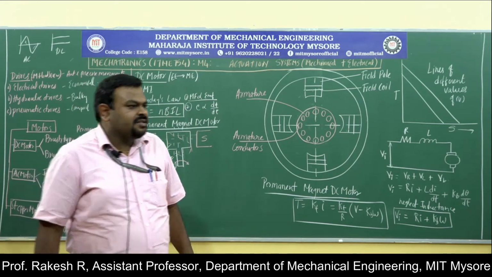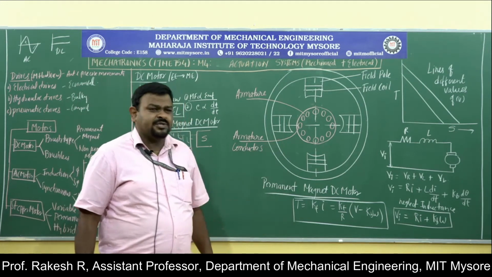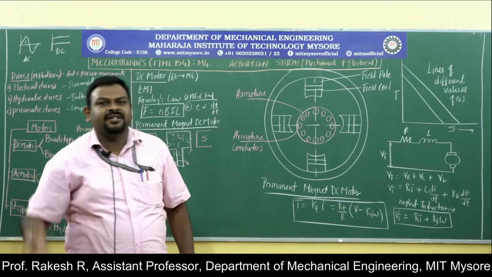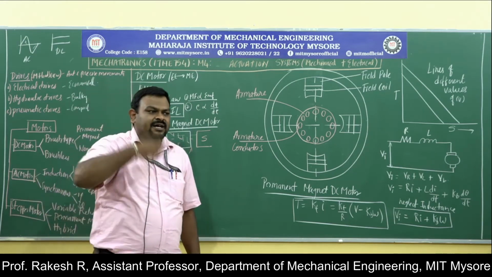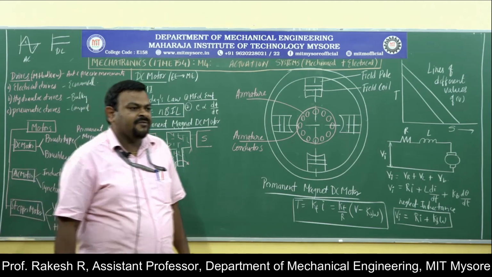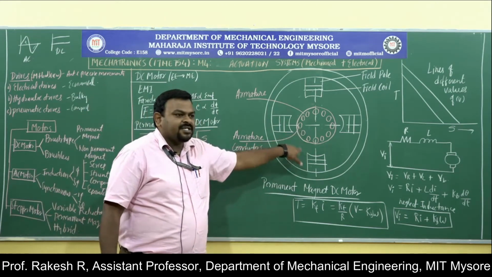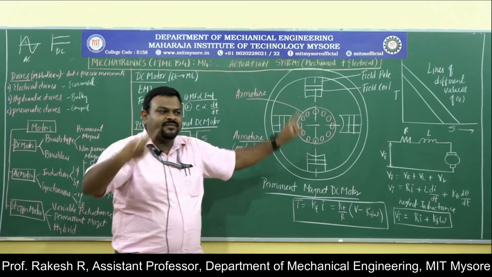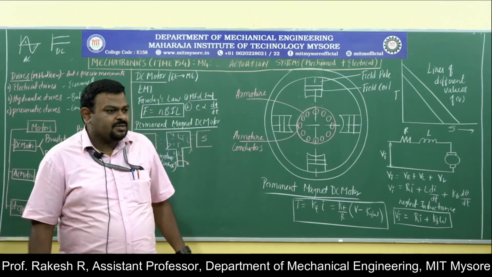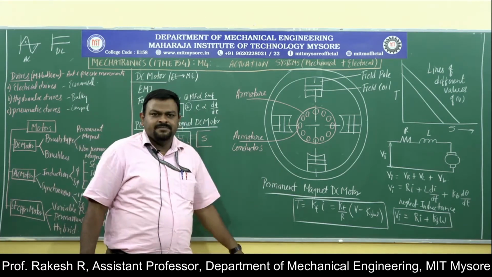Because of this, the armature tries to rotate in the reverse direction. So this is called back EMF. Because of larger back EMF, the armature will be trying to rotate in the reverse direction. This is always there in the case of DC motors. So that is one of the limitations.